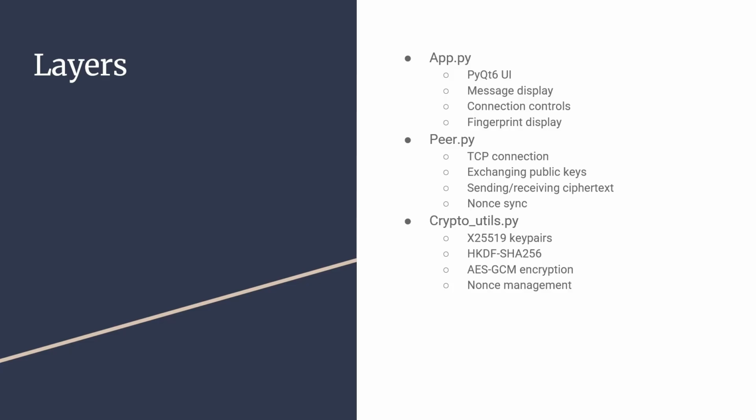Next, we have peer.py, which handles everything related to networking and communication. This module establishes the TCP connection between the two peers, allowing one to act as the server and one as the client. Once a connection is formed, peer.py manages the exchange of public keys, receives encrypted messages, sends encrypted messages, and synchronizes the nonce counter. It also handles unexpected events like dropped connections or malformed packets. Basically, if information travels over the network, peer.py is involved.